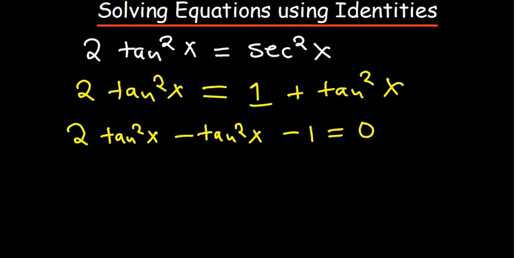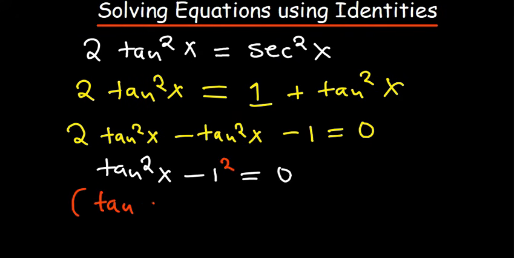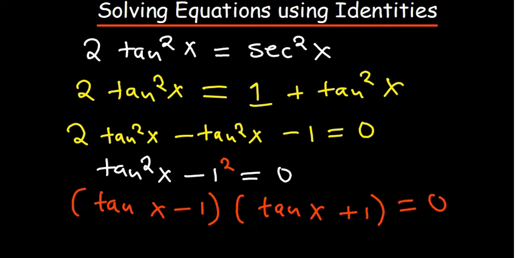Do we have any like terms? We do. 2 minus 1 is just 1, so I have tan squared of x minus 1 equal to 0. Now we can square the 1 so that we have a difference of 2 squares. That would mean we have tan x minus 1 and then tan of x plus 1 equal to 0. So we can now have two equations there.